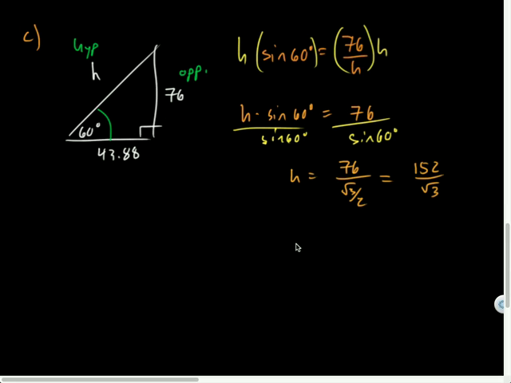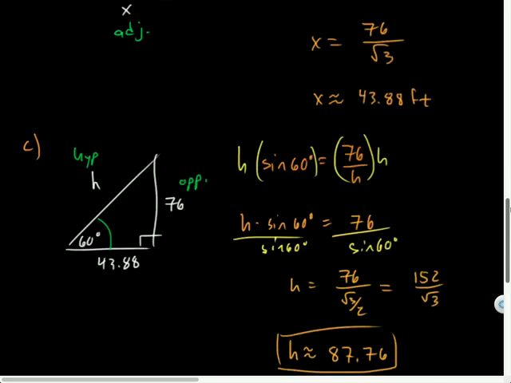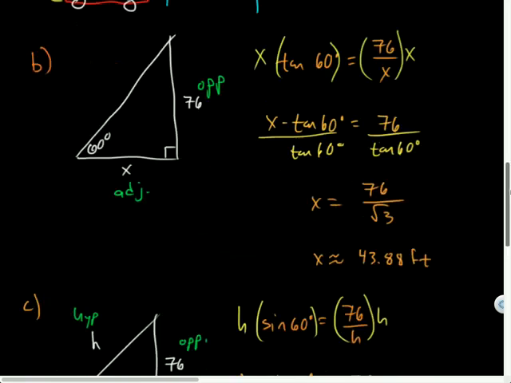I could also then get rid of the square root of 3 in the denominator, but we're just going to go for an estimate. So I'm going to do 152 divided by the square root of 3. I got 87.76 as my answer, and I believe theirs was similar to that, 87.8.